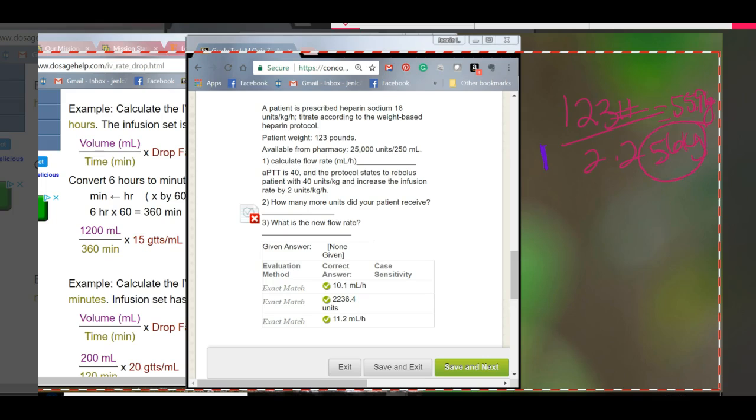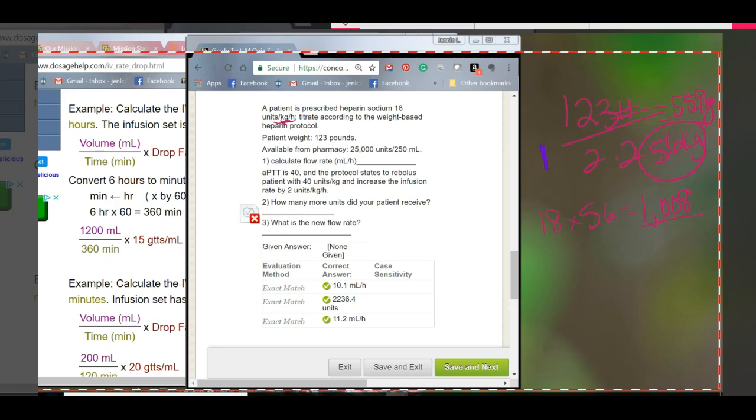All right, so we now have 56 kilograms in there. So now what you want to do is 18 times 56, your 18 units times 56. And 18 times 56 is going to give you 1,008. All right, so now we have 1,008 units per hour. So we have this so far.